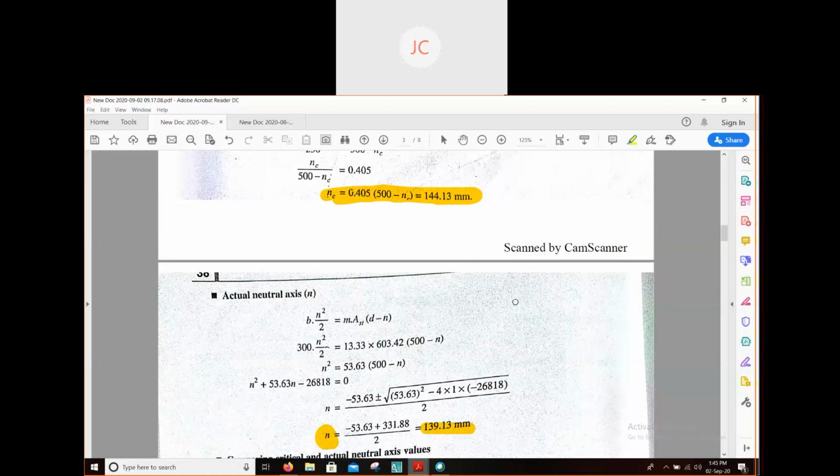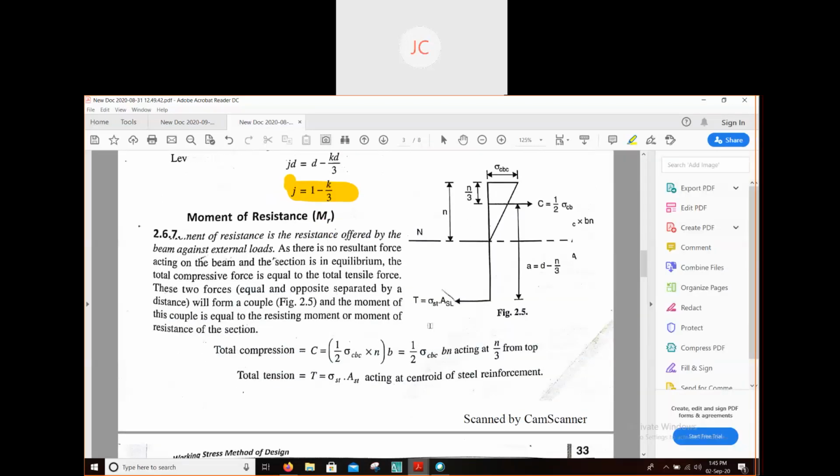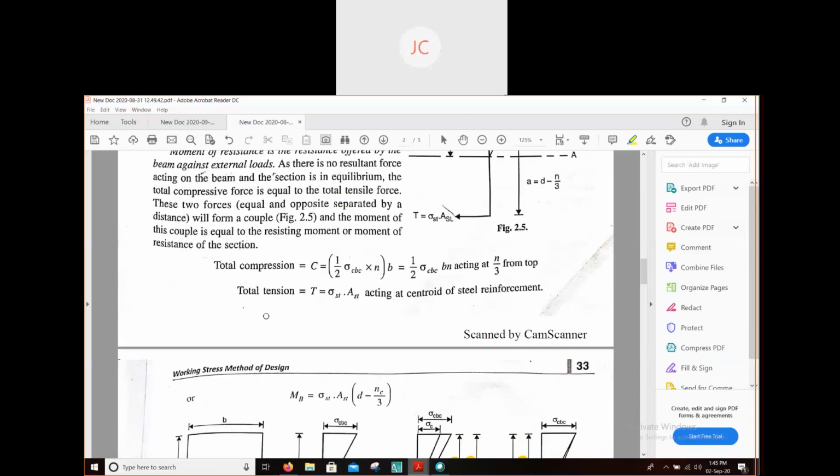So for an under reinforced section, how do we find the moment of resistance? Which formula do we have to use to find the moment of resistance for an under-reinforced section? For an under-reinforced section, we have to use this equation. Okay, this is the equation for an under-reinforced section.